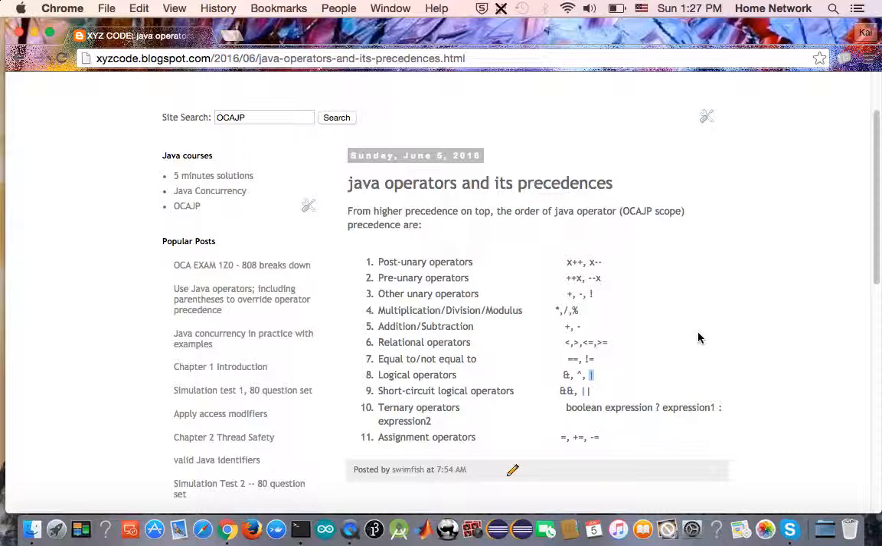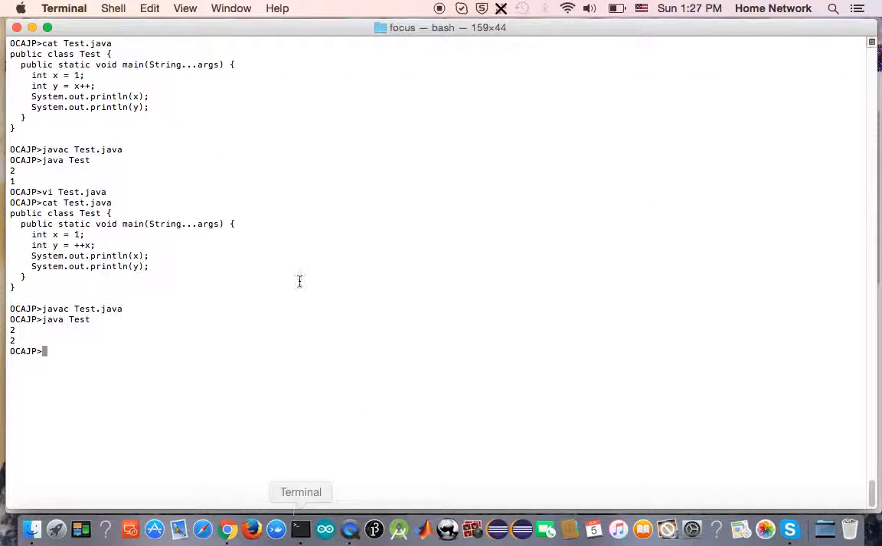Next one is OR. True or false is true. True or true is true. False or true is true. False or false is false. Here, if either side is true, we get the value of true. Let's take an example.